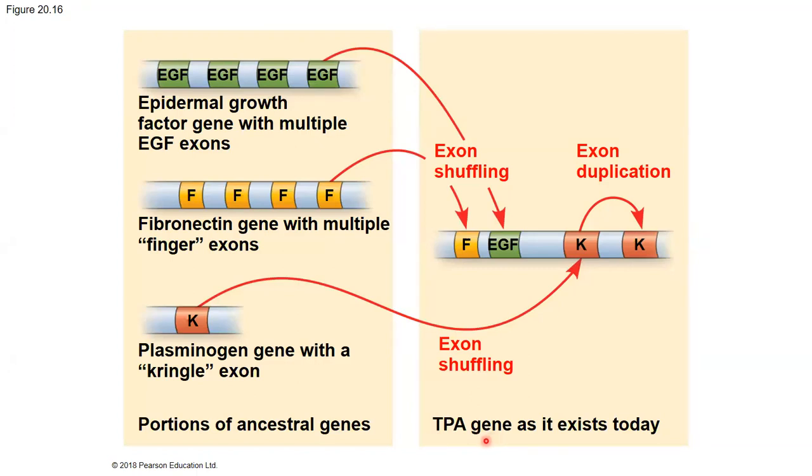was actually generated from taking and mixing different exons from different genes. So one exon came from the EGF gene. One exon came from the fibronectin gene, and an exon came from the plasminogen gene, and this exon was also duplicated. Okay? So here we have something called exon shuffling and exon duplication.